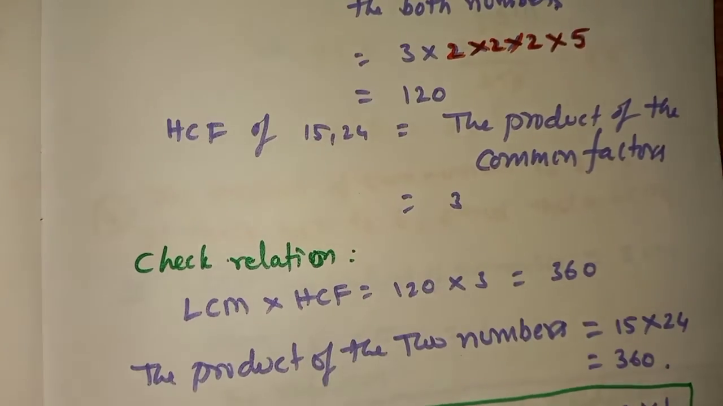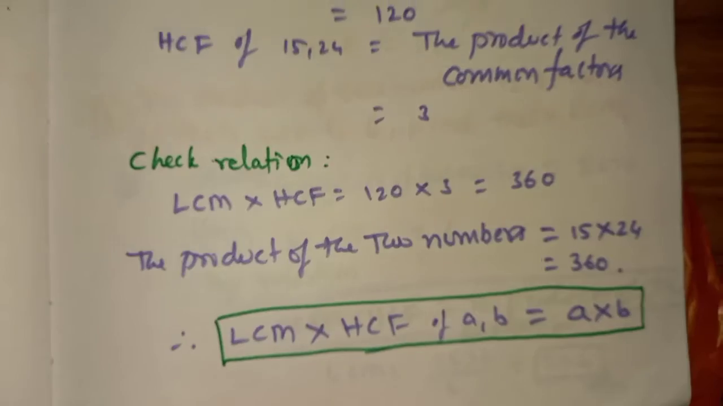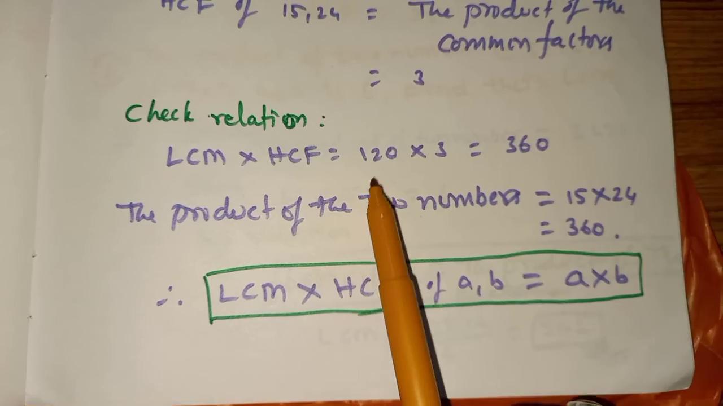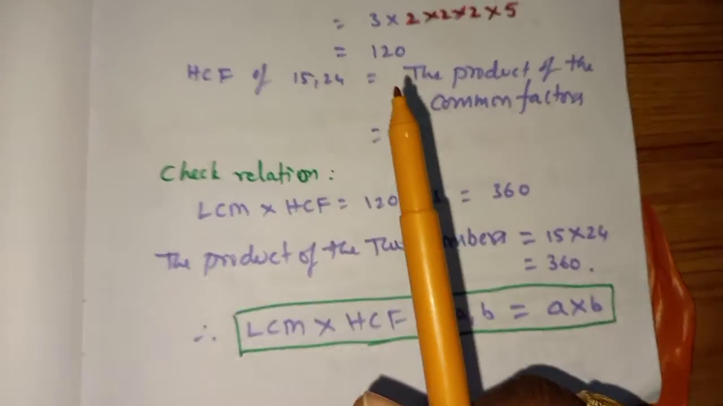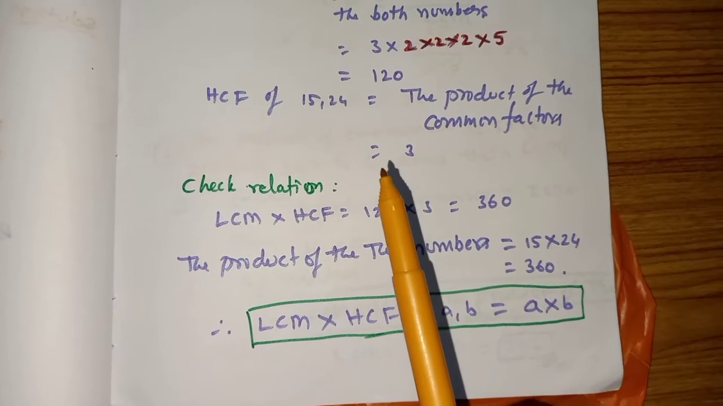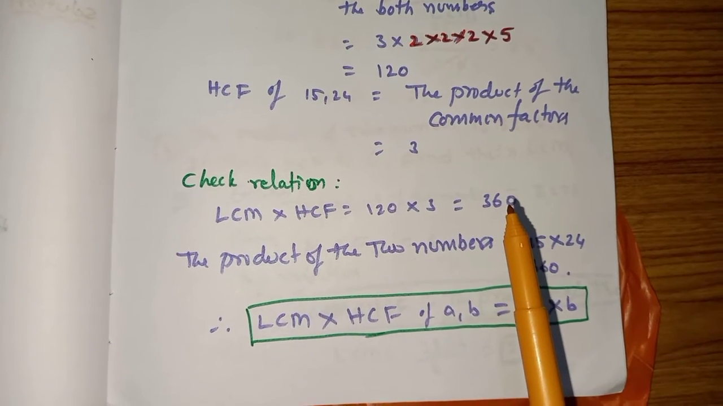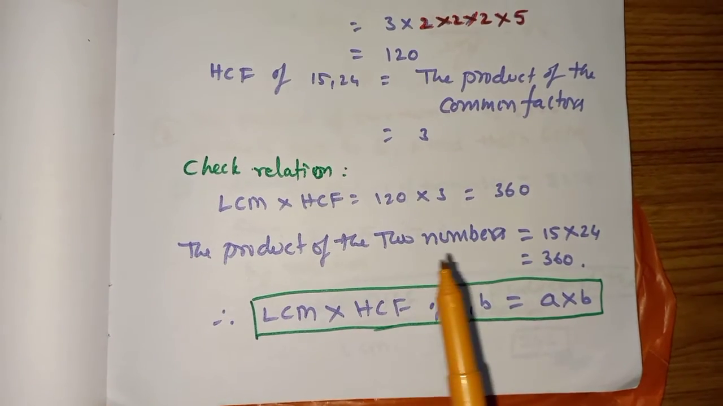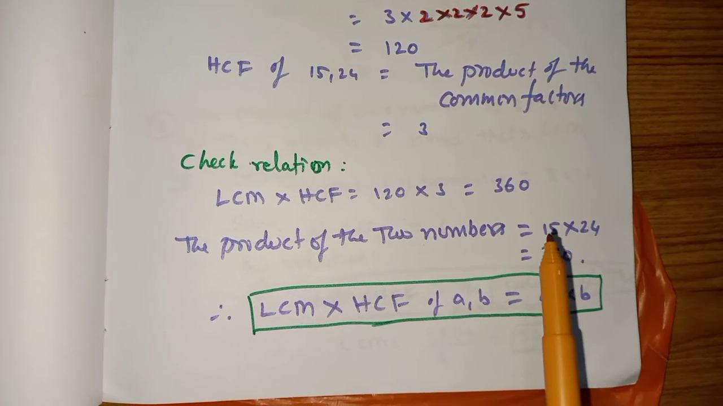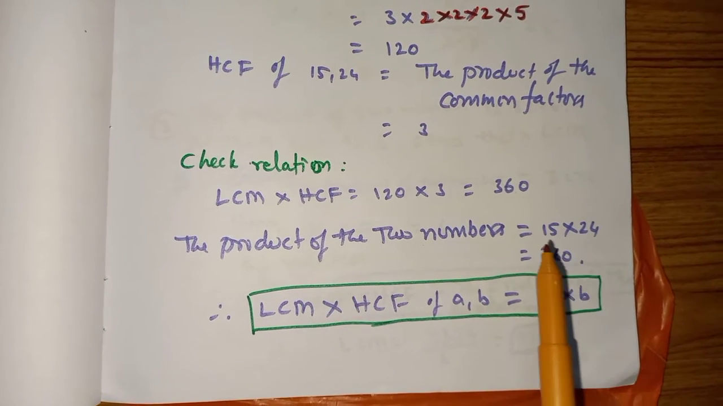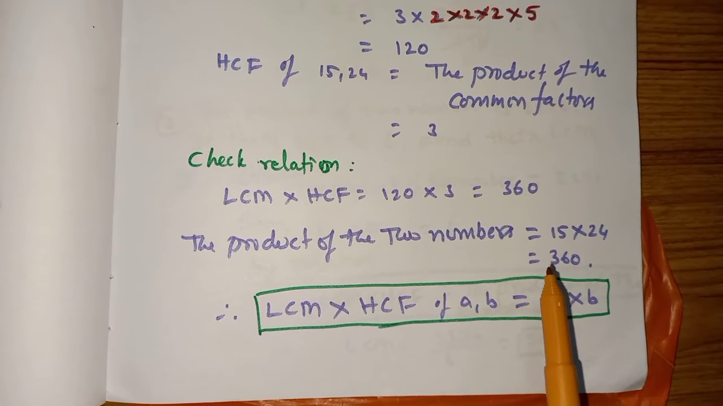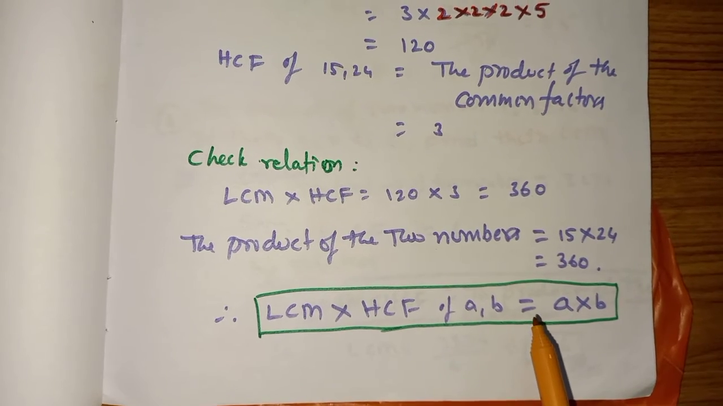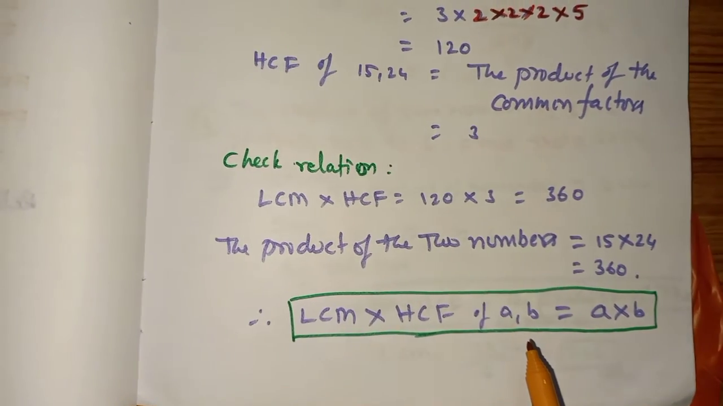Now we are going to check the relationship between HCF and LCM. LCM into HCF is 120 into 3, because LCM is 120 and 3 is the HCF. 12 threes are 36, and with the zero already there, 360. Now the product of the numbers, 15 into 24: 15 fours are 60, and 15 twos are 30, so that is 360. So LCM into HCF of A and B is equal to the product of those numbers. Hence we checked.